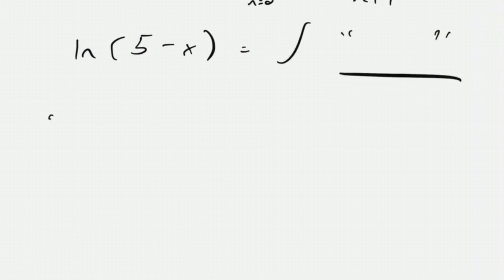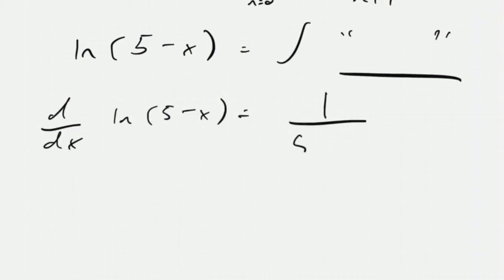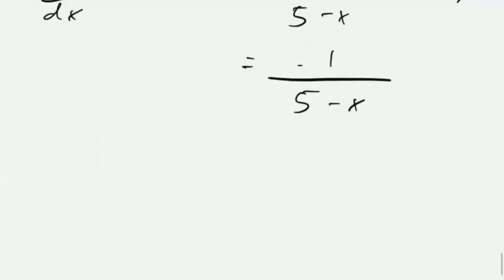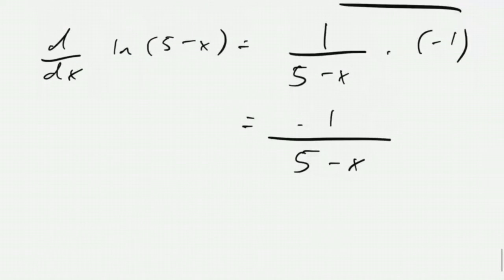Let's see one more of these examples. How about finding the power series for ln of 5 minus x? I see ln and I'm thinking this is probably the integral of something I can find a power series of. To figure out what that something is, I differentiate both sides.